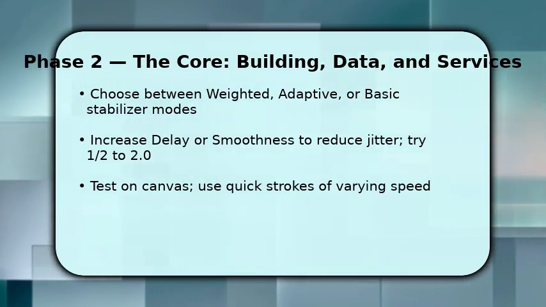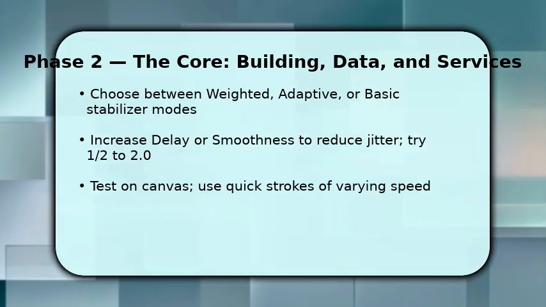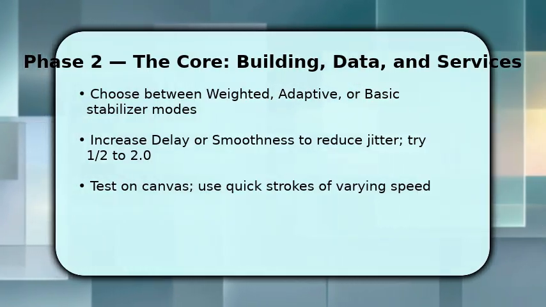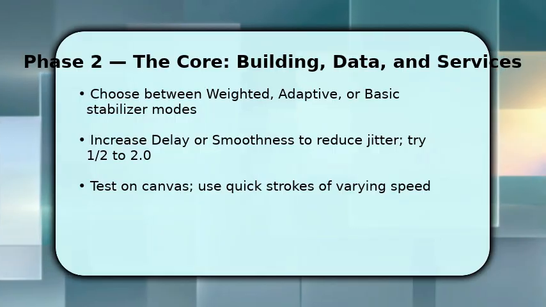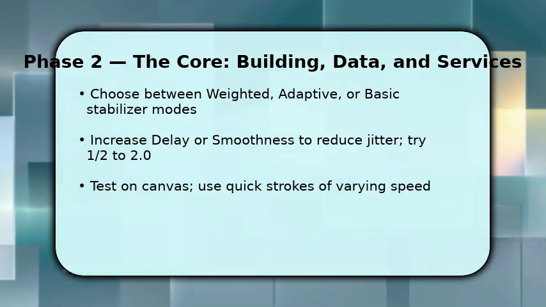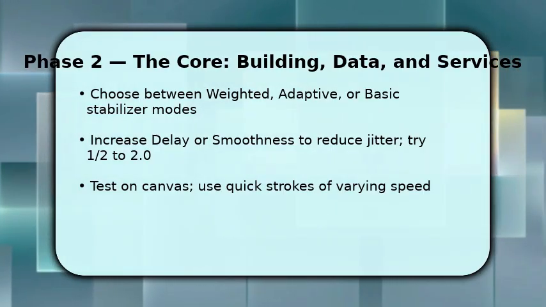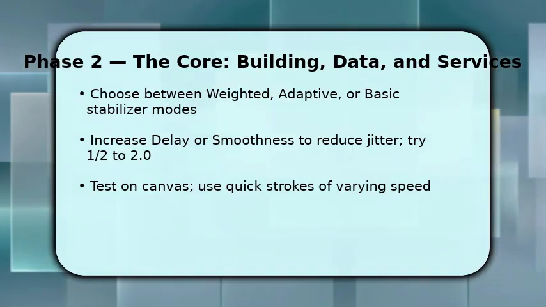Increase delay to add a steady trailing effect, or raise smoothness to make lines steadier. Try values between 1/2 and 2.0 to compare. After adjusting, test directly on the canvas with quick and slow strokes, because seeing results in motion matters.